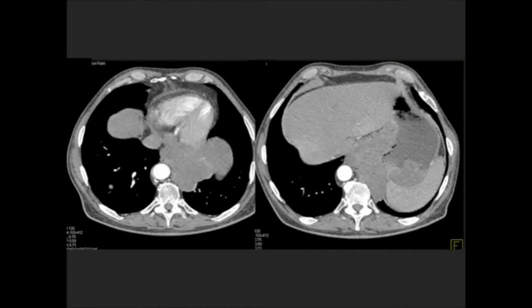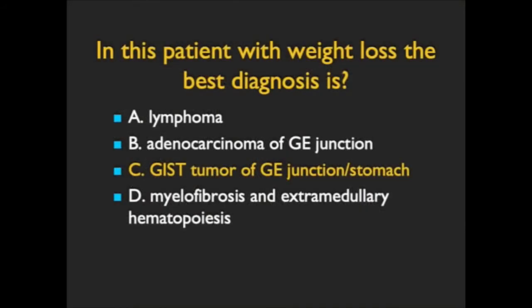This was a gastrointestinal stromal or GIST tumor of the GE junction, and was read as a GIST tumor of the stomach growing upward. GIST tumors can occur anywhere: small bowel, large bowel, colon, esophagus, stomach. 70% are in the stomach. This is very unusual. I hardly ever see a case that crosses the esophagus and stomach junction. Just a beautiful example.